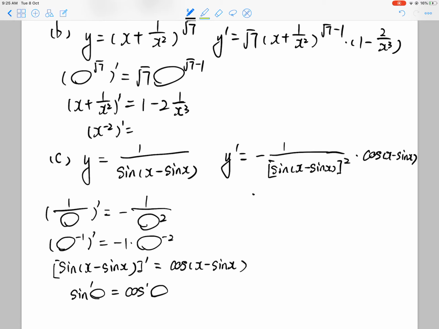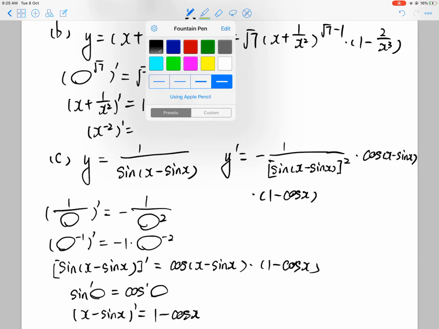Then, after you deal with sine, you ignore sine. So now you have x minus sine x. This derivative is straightforward. It's 1 minus cosine x. So here you times 1 minus cosine x, and you also times 1 minus cosine x here. Okay, so this is your result.